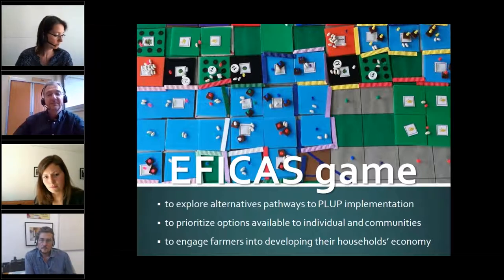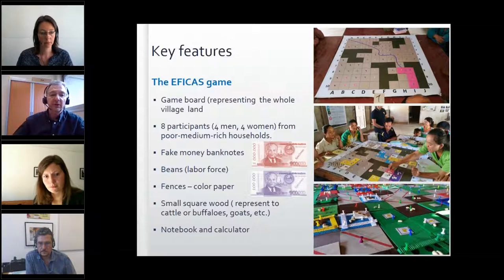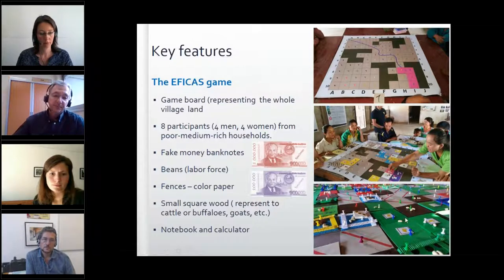into the collective game. So this is a short description of the game itself, with a game board, 8 participants, 4 men, 4 women in each session. We use money to get an income from the activities that the players develop. And then the labor force of each player is represented by beans that you can see on the board. Fences, because the animals are roaming all around, so people needed to fence their landscape if they wanted to prevent roaming animals from damaging the neighboring fields.